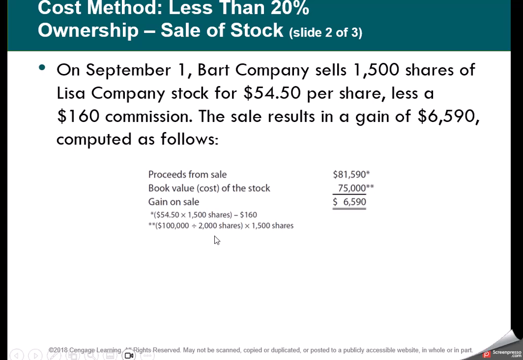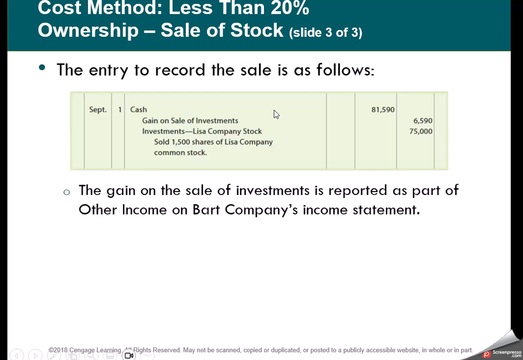What did we pay? Now we had more than that. We purchased more than the 1,500 shares, so we want to calculate what our price per share was, and then multiply that by the 1,500 shares that we sold. So that gives us the 75,000, and then we have a gain on the sale. So then we'll record it. Cash comes in at the proceeds. We take the investment out at the cost, and then we record a gain that again would go into the other income section of our income statement.